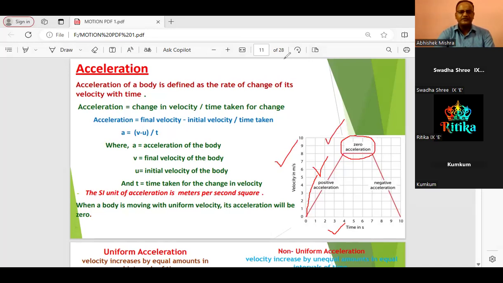Okay, Ritika, speed and velocity. I am explaining once more. And when with time the velocity value is decreasing, then it is called negative acceleration. So three types of acceleration we have to study: positive, zero, and negative. Ritika has asked to explain once again.